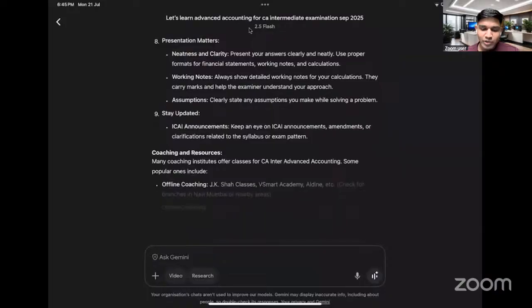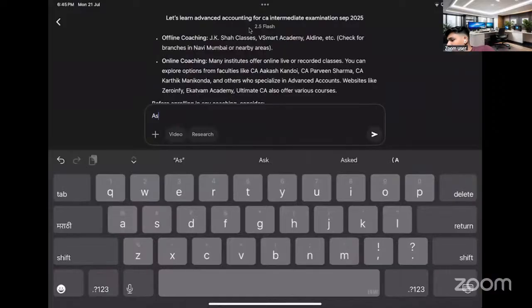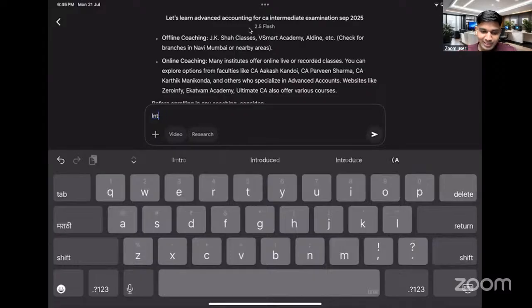Let's directly jump into our first chapter, that is Introduction to Accounting Standard. Let's learn the first chapter of Advanced Accounting, that is Intro to Accounting Standard.